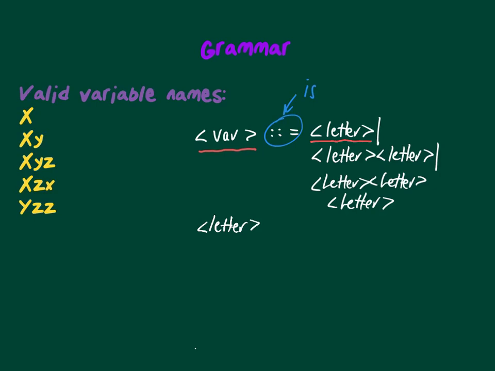So letter is, and this is where we can actually give values. So in our example on the left hand side, valid variable names include the letters x, y, or z only. So we can say that the letter is x, and that straight line for or y, or z. And that is an example using Backus-Naur form to define the grammar of a language for valid variable names.